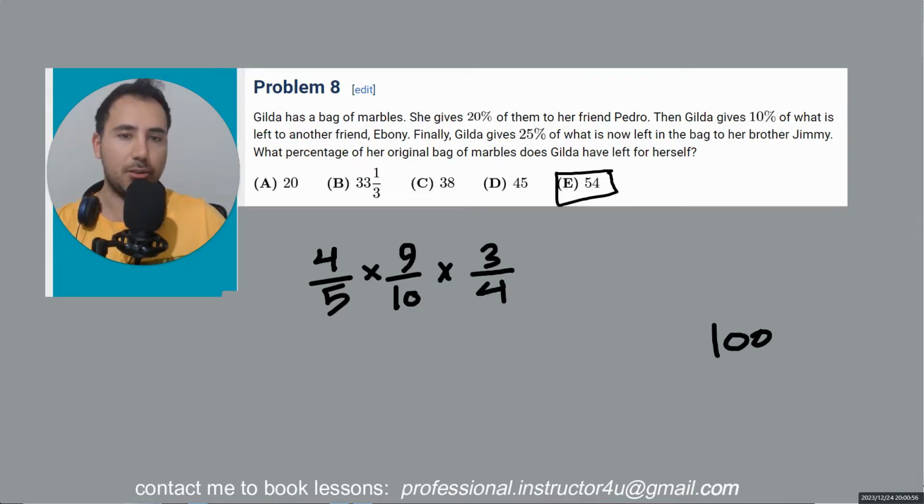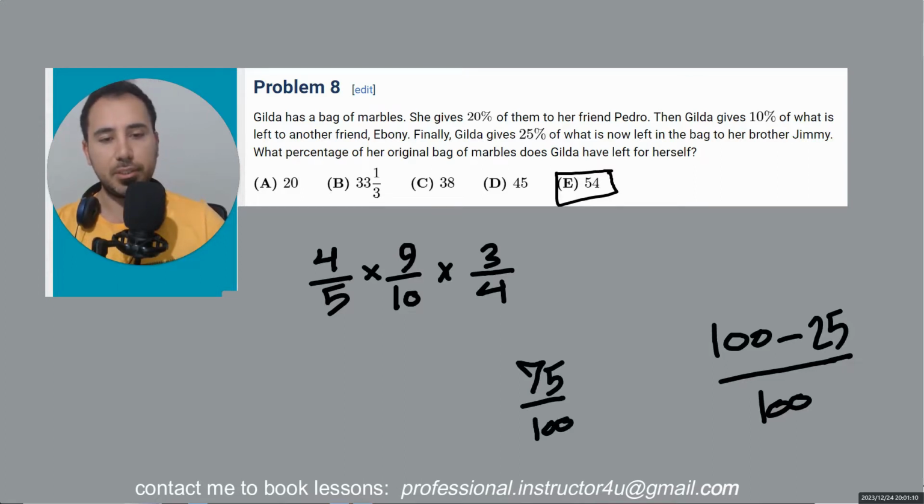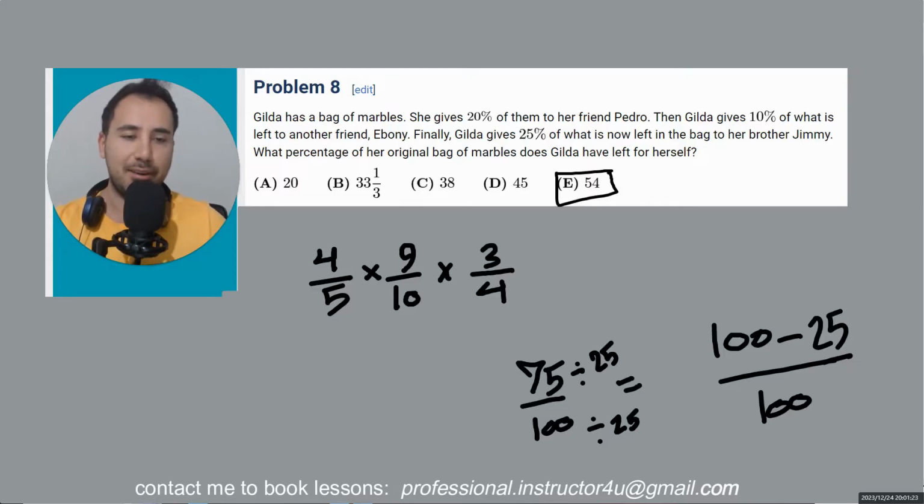So let's just do it one more time. So you have 100 of something. When you remove 25 of it, that's going to be 75 over 100. You just have to simplify it. Okay, both of these numbers are divisible by 25. I divide this by 25. I divide this by 25. 75 divided by 25 is 3. 100 divided by 25 is 4. So this is 3 over 4.